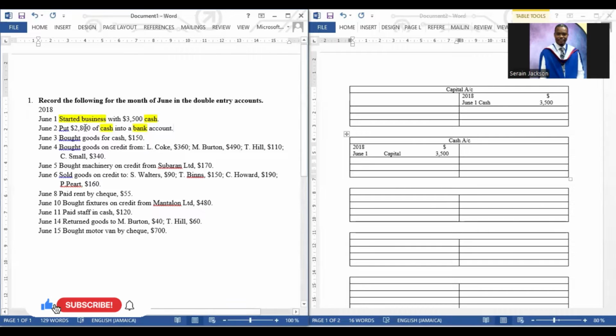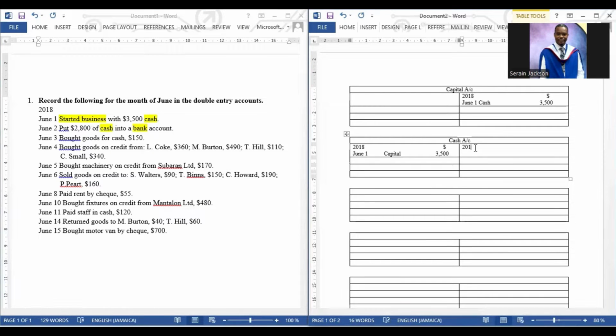The next question you need to ask yourself, which account is receiving, which account is paying? It says that you are putting 2,800 of the cash into the bank. So it sounds to me like the bank is receiving, right? And if the bank is receiving, then it means that the bank account must be debited. And if the bank is receiving, it means that the cash must be paying out. Not true? All right, very good.